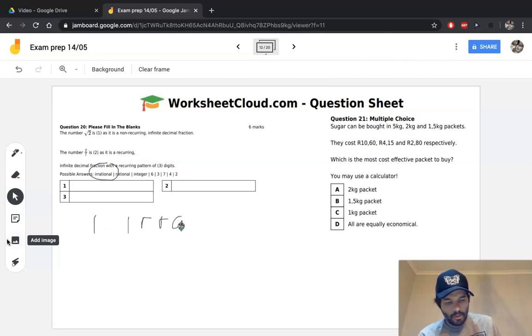Right, your second part to the question, the number 2 over 7. It's a rational number, so it's not ending, however it is recurring. All right, so a decimal fraction that is recurring is a rational number, so 2 over 7 is going to be rational.